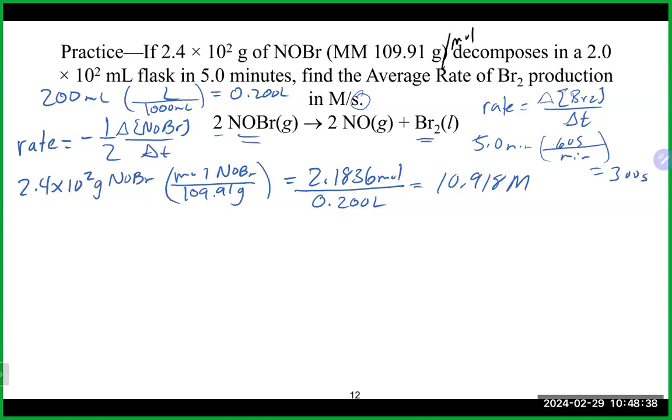So at this point, we can go into our rate expression for our NOBr because we now have pretty much all the information. So for our NOBr, it would be the rate is equal to minus 1 over 2, negative 10.918 molar divided by 300 seconds. Why did I negative that guy out?